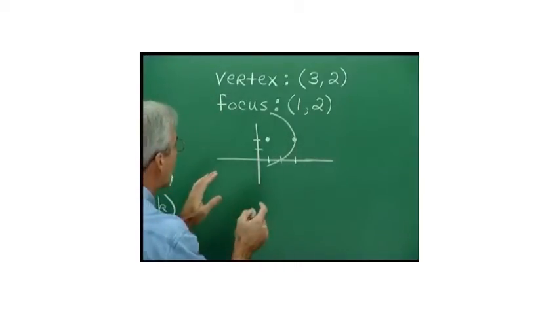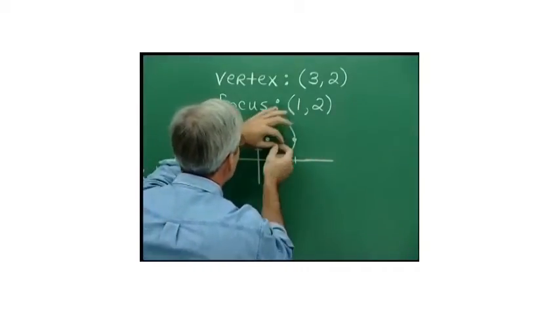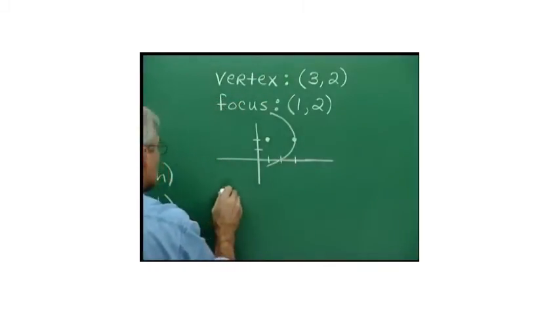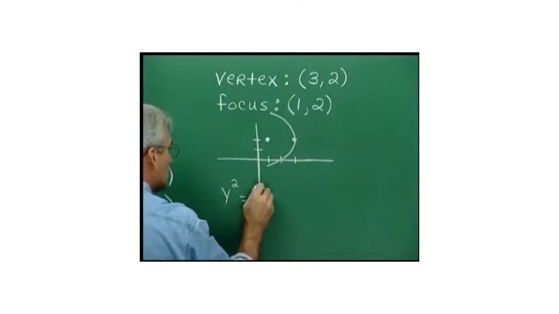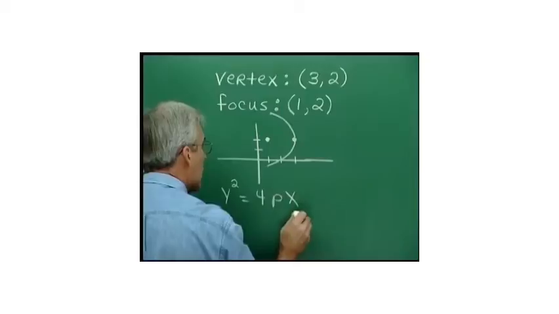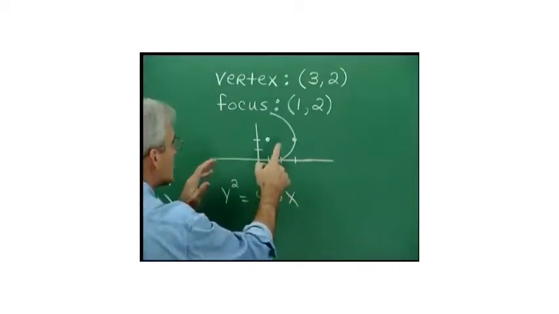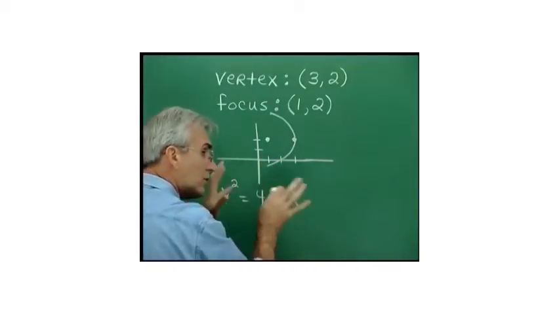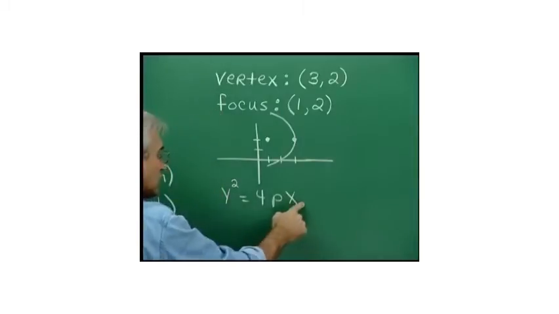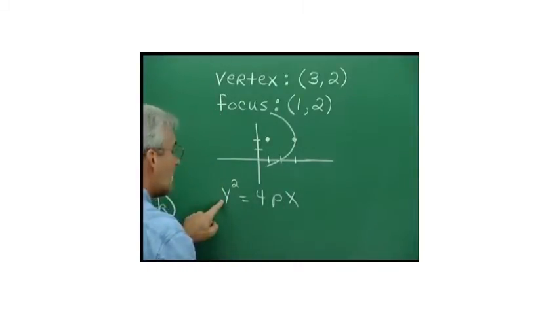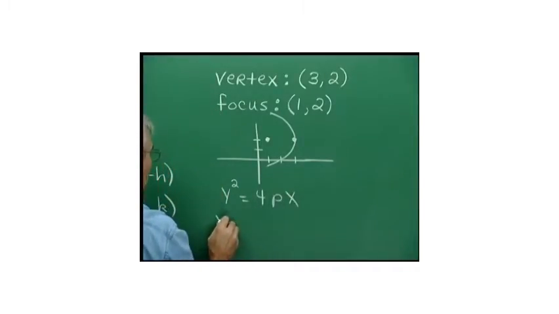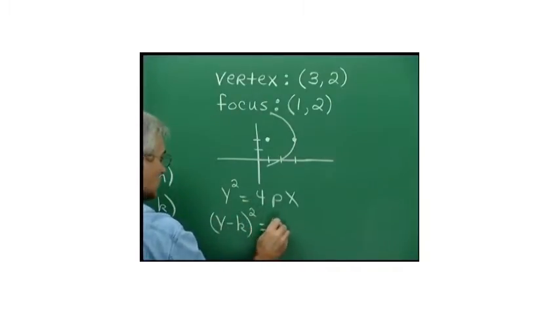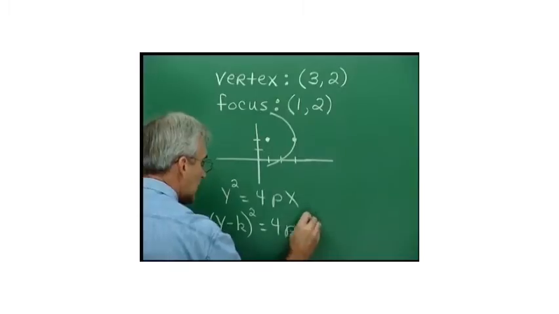All right, now we just start this thought process. It's the notion that we have 1 x generating 2 y's, so we have the notion of y squared equals 4px. But we're not located with our vertex at the origin, so we introduce the idea of h and k, h associated with x, k associated with y. So we have (y minus k) squared equals 4p times (x minus h).